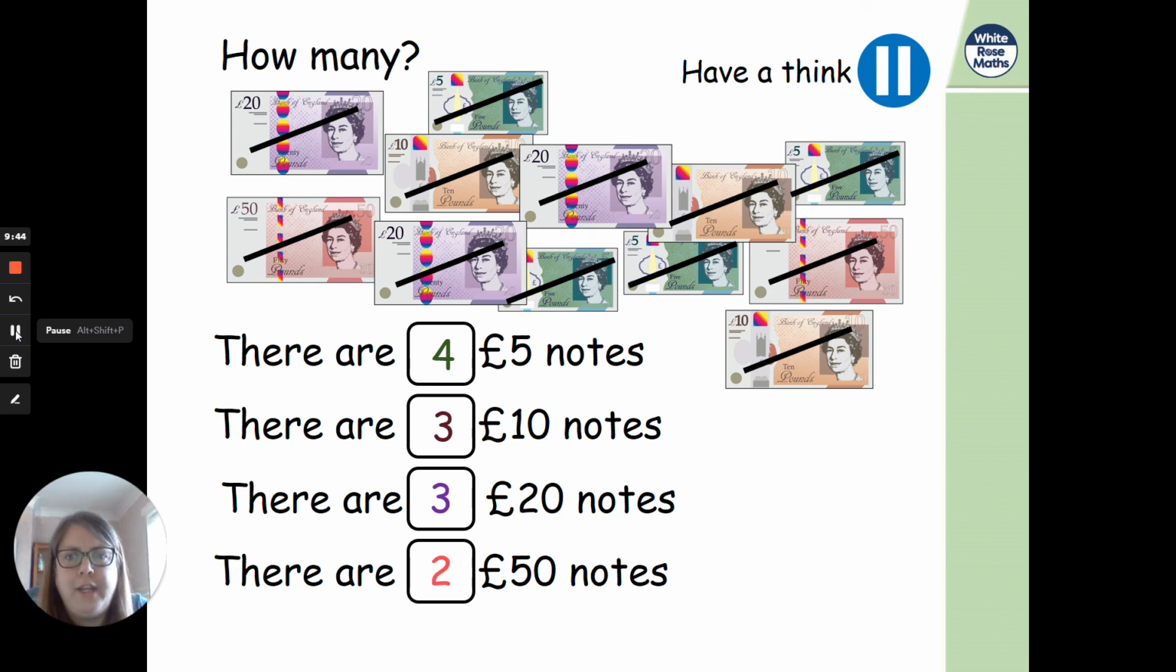Well done. Quite tricky today learning all those coins and notes, but hopefully you've become a little bit familiar with recognising coins and notes, and then that will help you when we start adding numbers and coins together to buy things. Very important to learn about money.